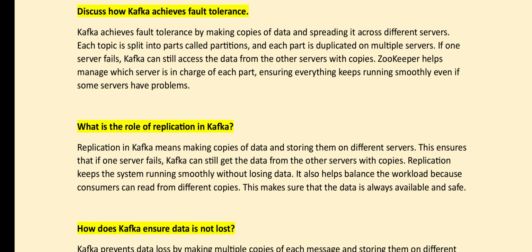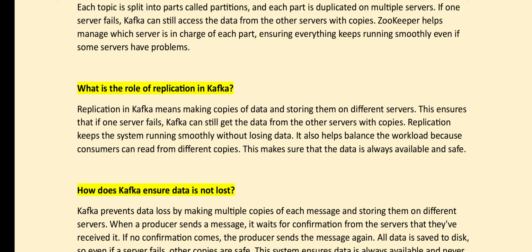What is the role of replication in Kafka? Replication in Kafka means making copies of data and storing them on different servers. This ensures that if one server fails, Kafka can still get the data from other servers with copies. Replication keeps the system running smoothly without losing the data. It also helps to balance the workload because consumers can read from different copies. This makes sure that the data is always available and safe.